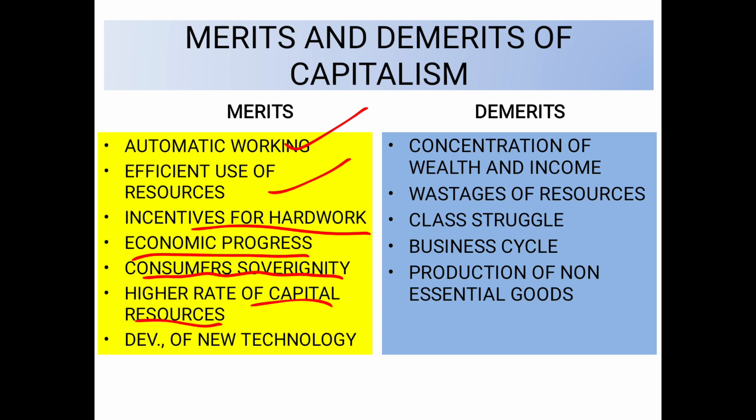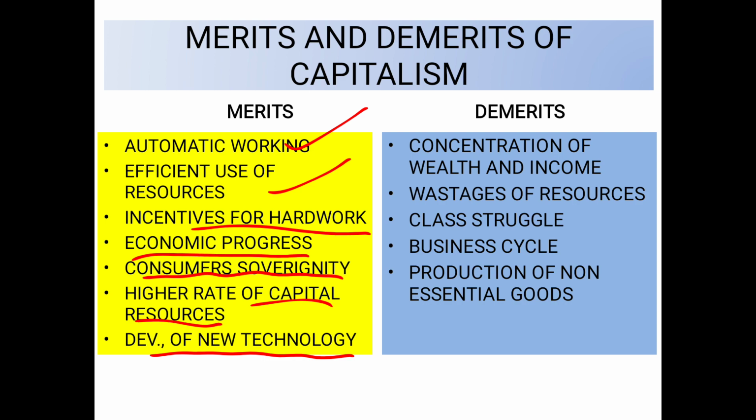Next one is higher rate of capital formation. Increase in saving and investment leads to higher rate of capital formation. Once your saving keeps on increasing, investment also keeps on increasing. And if investment is going on increasing, that shows that the economy is at the boom. Next is development of new technology. All latest technologies are brought in. When new technologies are brought into the market, naturally the quality of goods increases. So the production increases, the income also increases, the investment also increases.